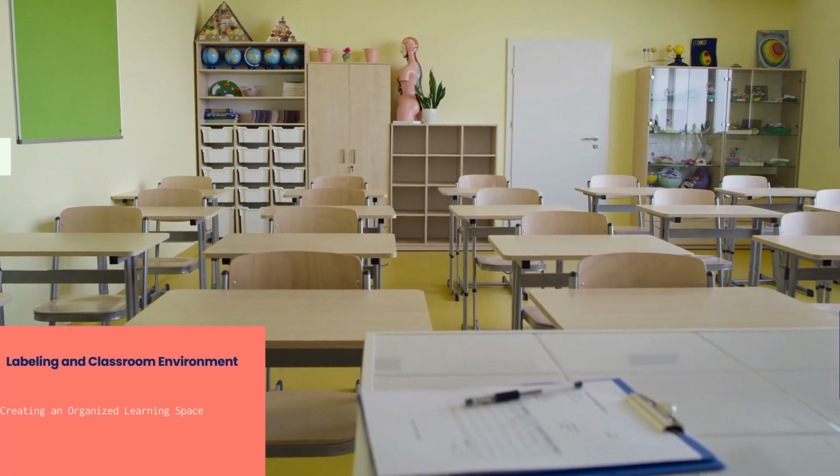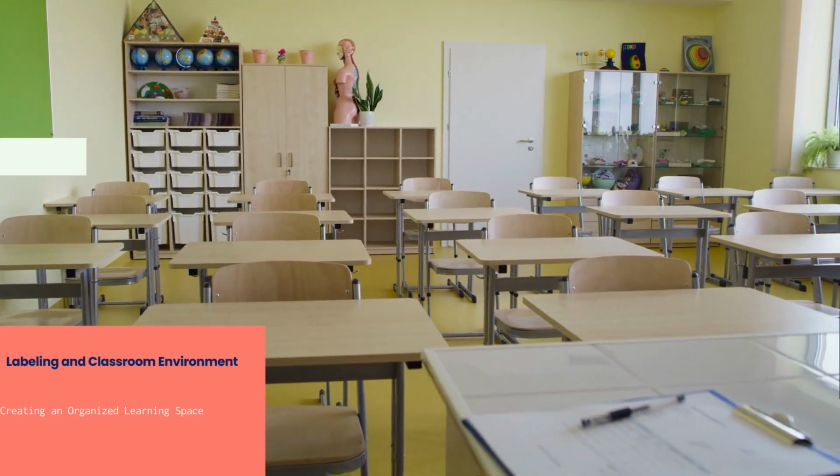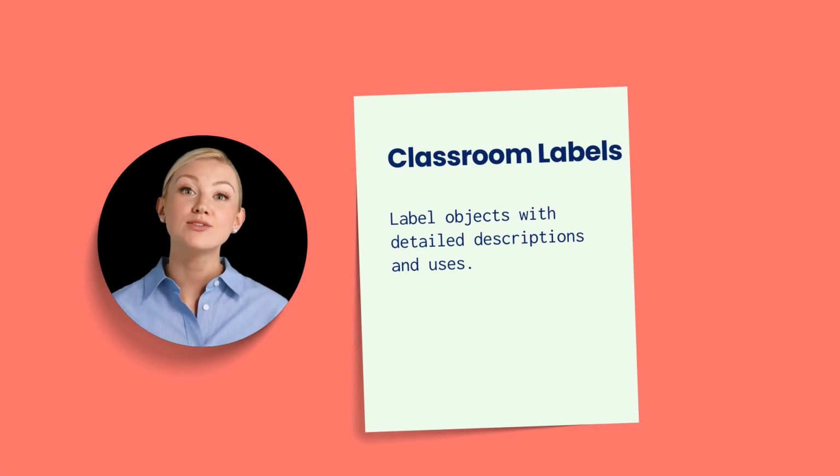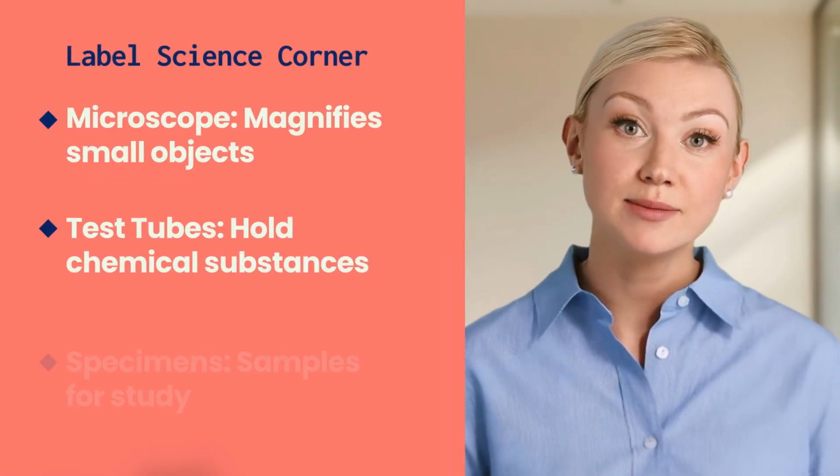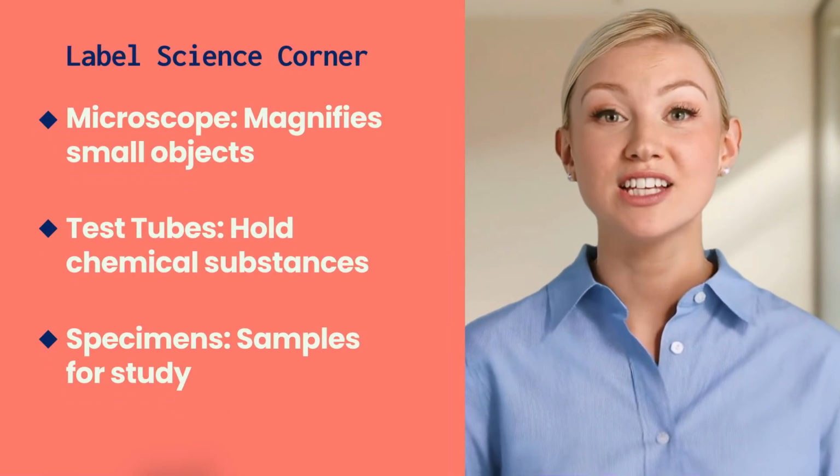Labeling and classroom environment helps to create an organized learning space. Detailed classroom labels. Label classroom objects with detailed descriptions and uses. Example: label the science corner with microscope, test tubes, and specimens, including a brief description of each item.